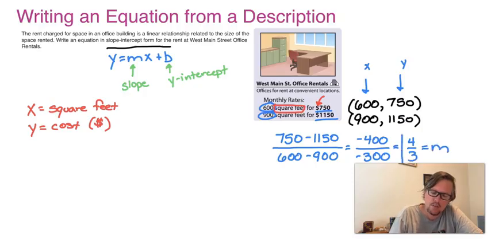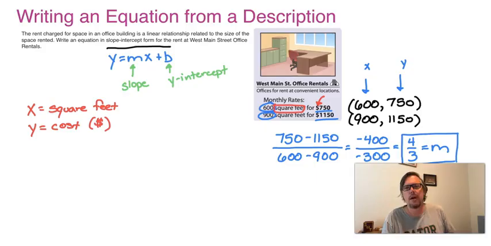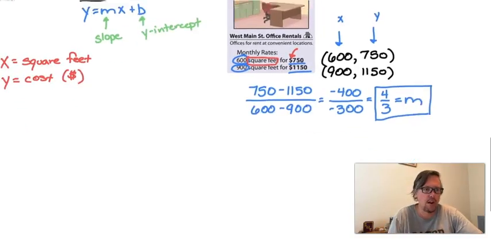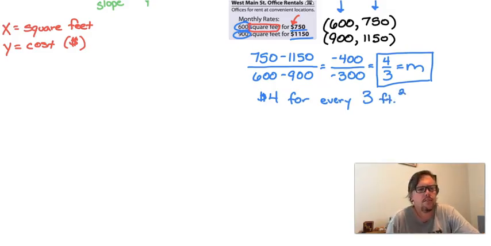Our slope is 4/3. And if you're screaming at your screen right now saying, why didn't you switch those? Why didn't you do 1150 first and 900 first so you would have got positives? I could have. I could have done that so I had positives instead of negative over negative, but it doesn't matter. It comes out positive either way. So 4/3 is my slope. So what this means is that I pay $4 for every 3 square feet. That's how much it costs. Okay, 3 more square feet cost me $4 more.